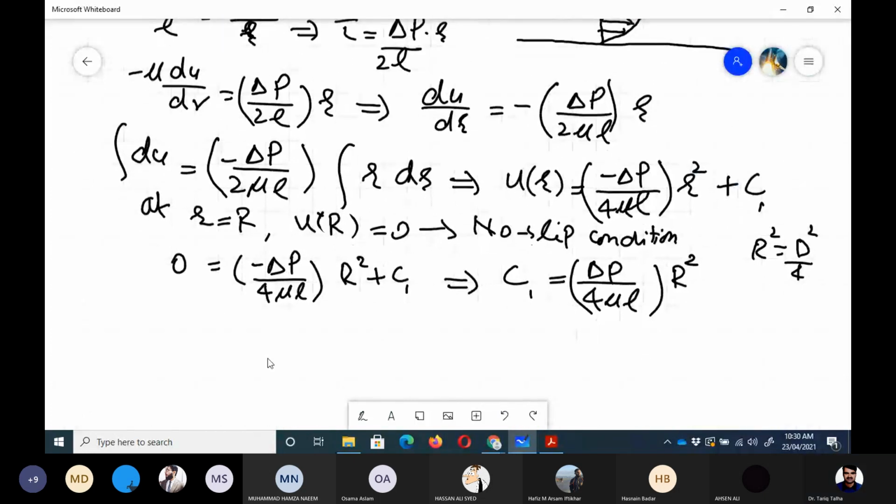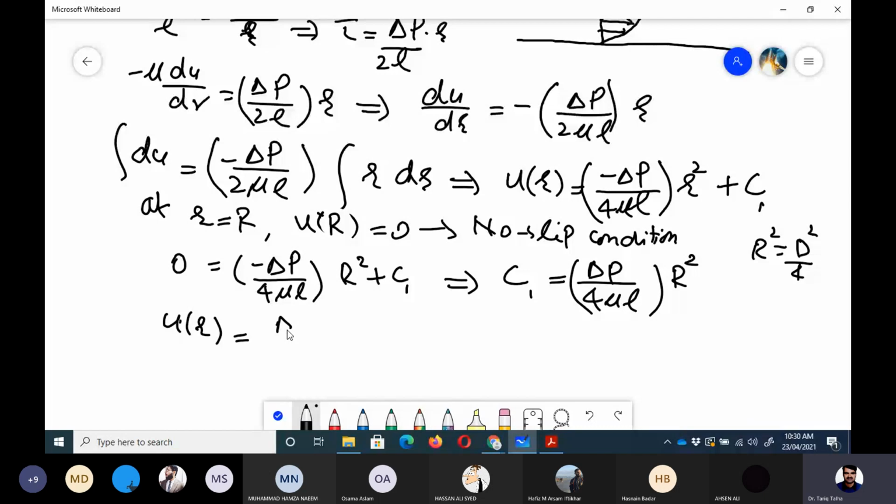So now, if we want to write the profile by putting the value of C1 here, u of r is equal to delta P upon 4 mu L R square minus delta P upon 4 mu L r square.